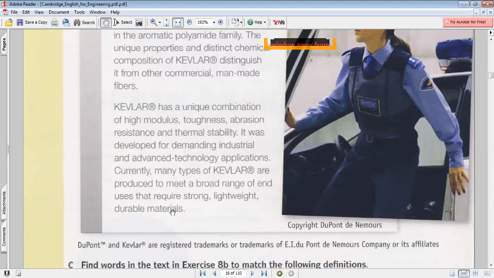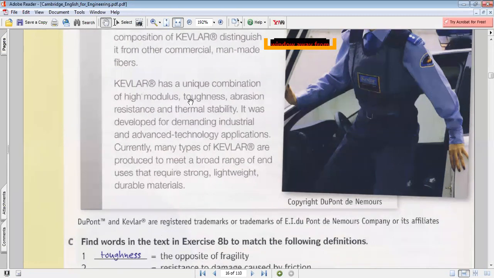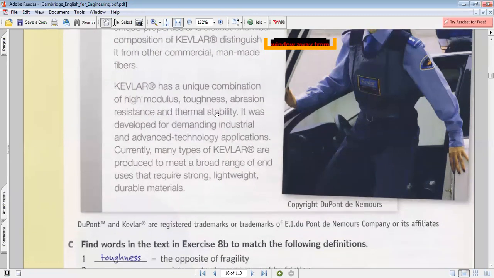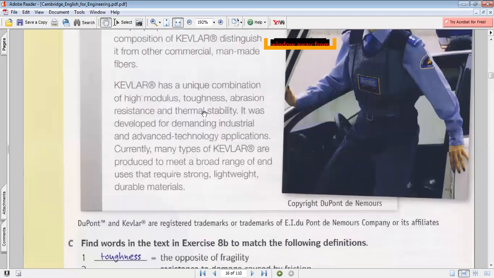We have lightweight. You know lightweight? Lightweight, light. We have durable, you know durable? Lasting for a long time, durable. Yeah, we have advanced technology applications, you know applications? We have thermal stability. Yeah, that's when temperature stays the same. We say thermal stability. We have resistance. Yeah, we have abrasion. You know abrasion? The wearing away.